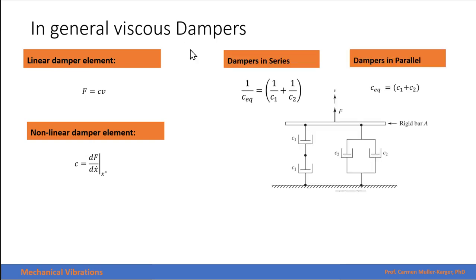And then, as we did for the springs, we will have dampers in series, and the equivalent constant will be such that the inverse of the equivalent constant is the summation of the inverse of each of the constants of the dampers. When they are in parallel, when they have the same velocity at the two ends, we can add the two constants.